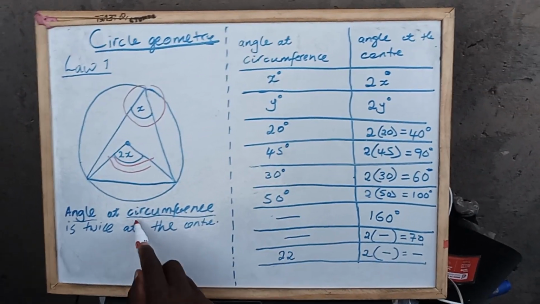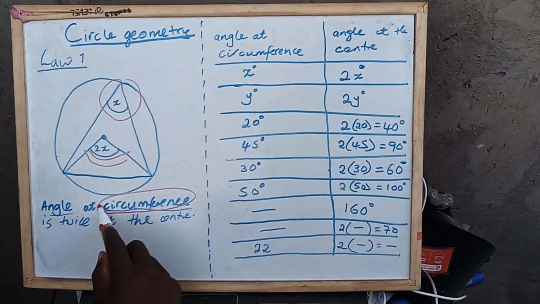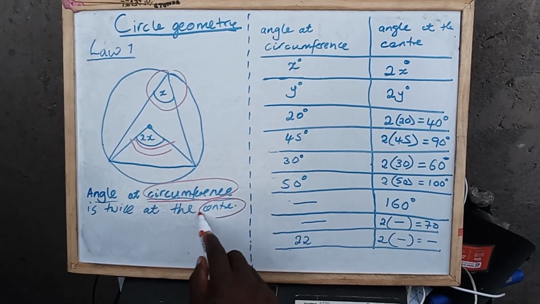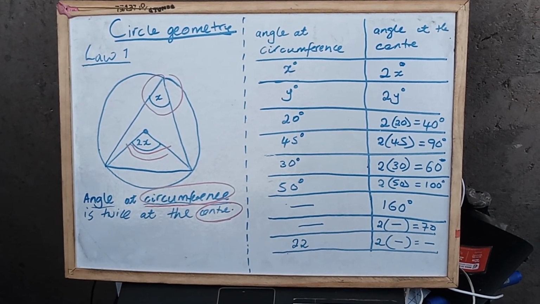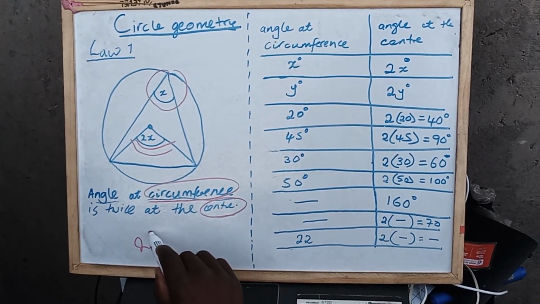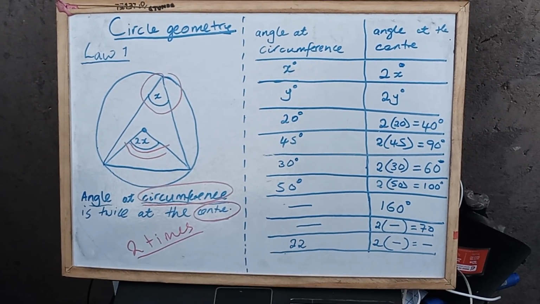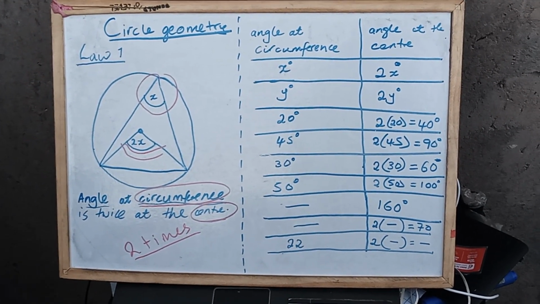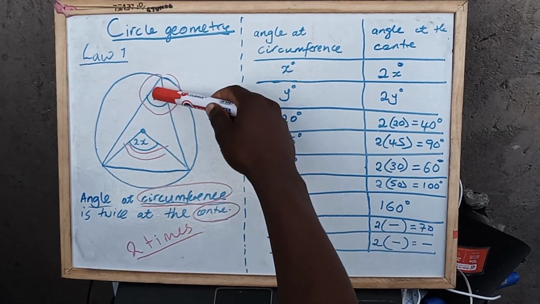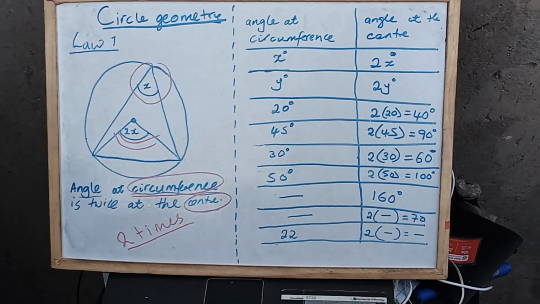Angle at the circumference is twice the angle at the center, all right? Twice means what? Two times. Twice means two times. So we are saying this angle times 2, we get this angle.